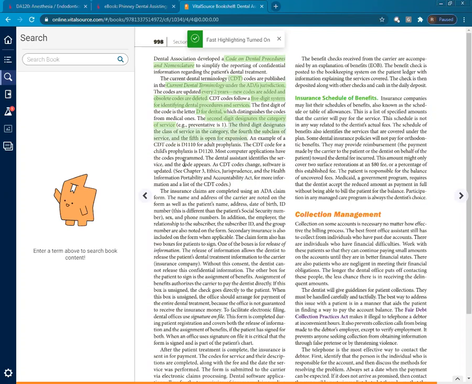So the code for an adult cleaning is a D1110. So it goes down by the codes, okay? The CDT code for a child's cleaning is a D1120. Most of the computer programs that we work with on a regular basis are going to be coded already for you. They're already in there, so you just have to search for them. It's not something you have to have memorized, but knowing what you're looking at and how to read it is helpful.